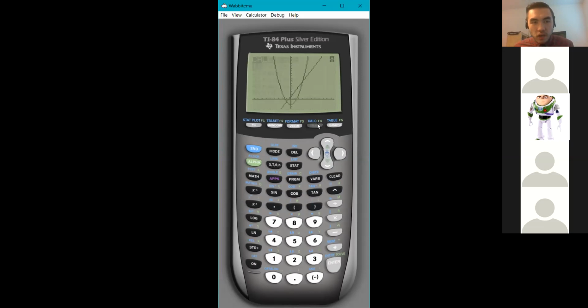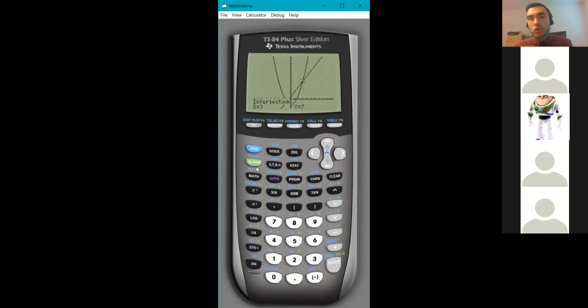So that'll be second calculate, option 5 for the intersect. And then we're just going to get the cursor over to the intersection, and we're basically going to hit enter 3 times. Once for the first curve, once for the second curve, and then once for the guess. There we go. And we get that the intersection is precisely 3, 7.